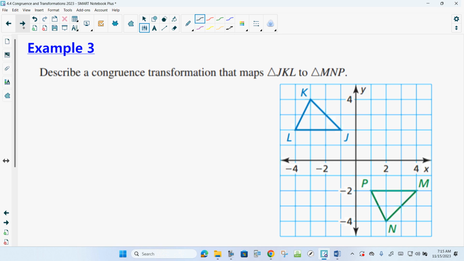Describe the transformation. And again, it's important to understand J goes with P. And so notice how far it is from the origin and how far it is from the origin. That's a description of a rotation. So a rotation, 180 degrees.